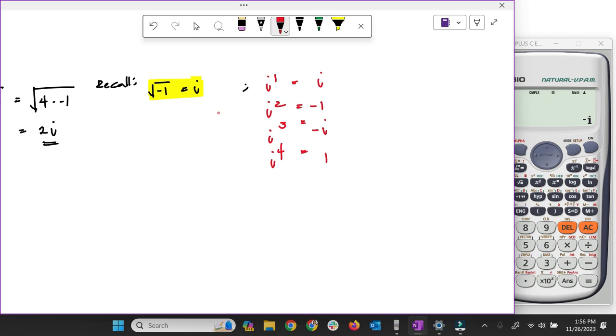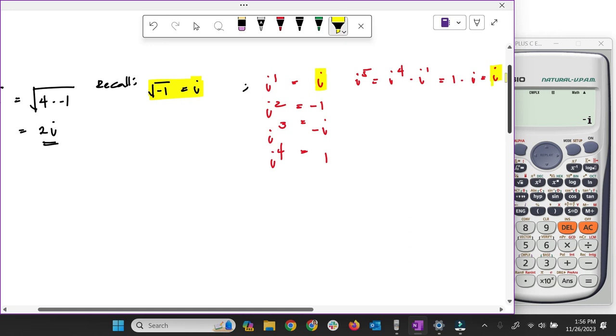Sige, check natin. Let's say I have i raised to 5. Pwede ko siyang i-reduce to i raised to 4 and i raised to 1. Diba si i raised to 4 is equal to 1 and i raised to 1 is equal to i. So with that, I will still get i. So notice, kamukha lang ni i raised to 1 si i raised to 5, nauulit lang.